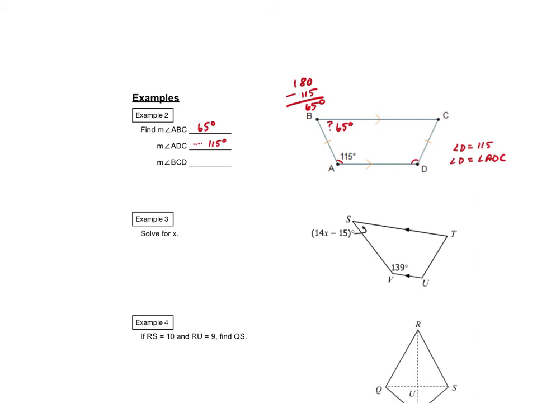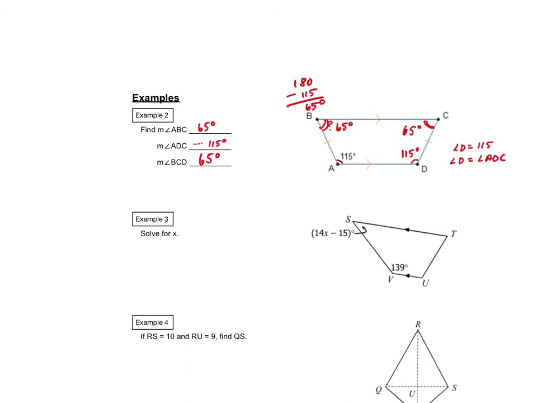And then we know that this is our base angle for the other base, so base angles are going to be congruent. So my base angle is going to be 65 degrees, and this is going to be 115 degrees. Add those all together and they become 360 degrees.